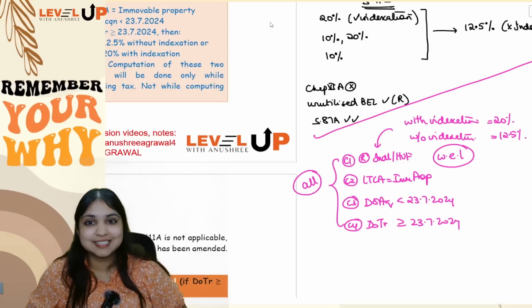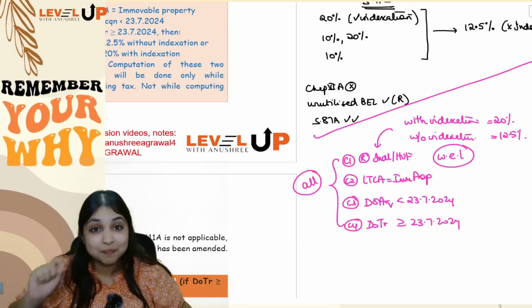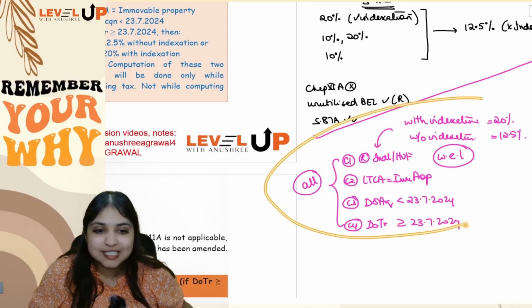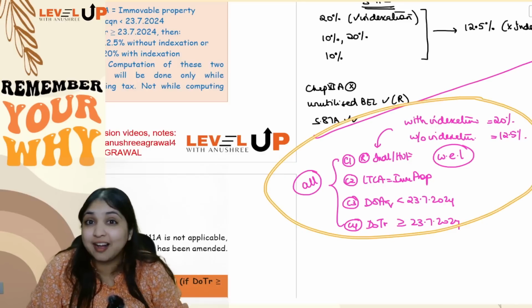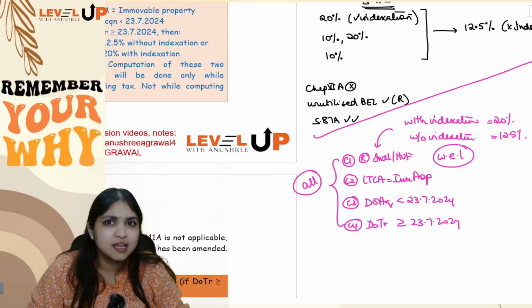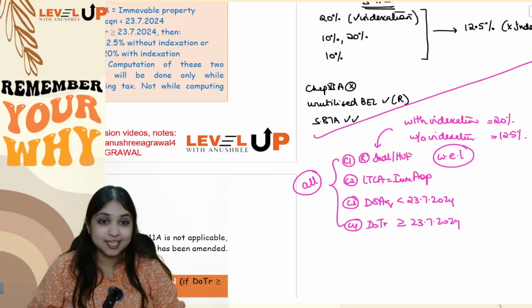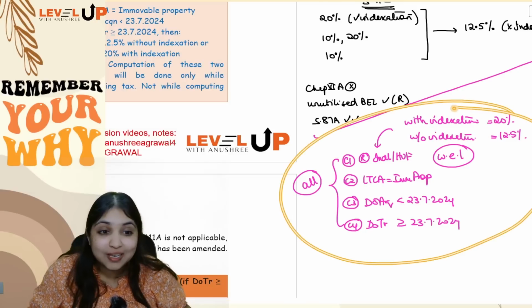But the point is, the real game that the finance minister played with us was that all this is written where? In section 112. Now 112 is a taxation section, right guys? It's not a capital gains computation section. It's a tax computation section. So when will you do all this?